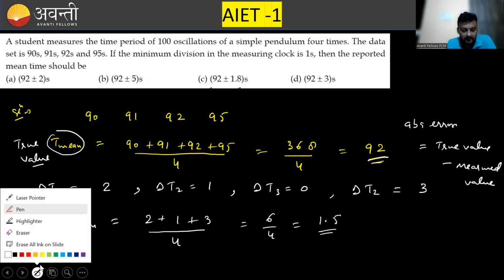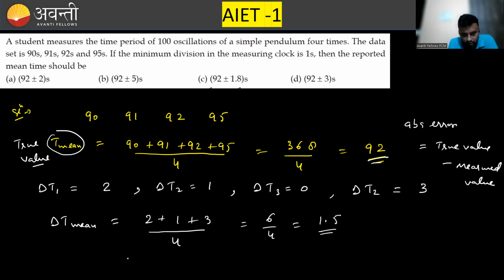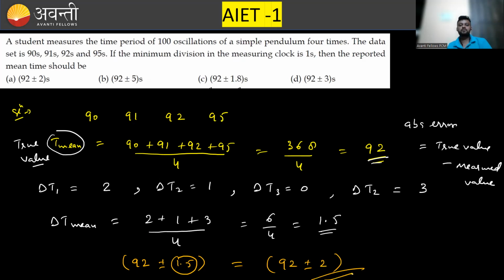So what should be the format? The format of the error you should write is 92, the mean or true value, plus minus 1.5. This should be the answer, but 1.5 is not in the options. So you should round it off. If you round it off, it will become 92 plus minus 2. This is the correct representation. So the reported mean time should be 92 plus minus 2, which is option A. Done. Moving further.